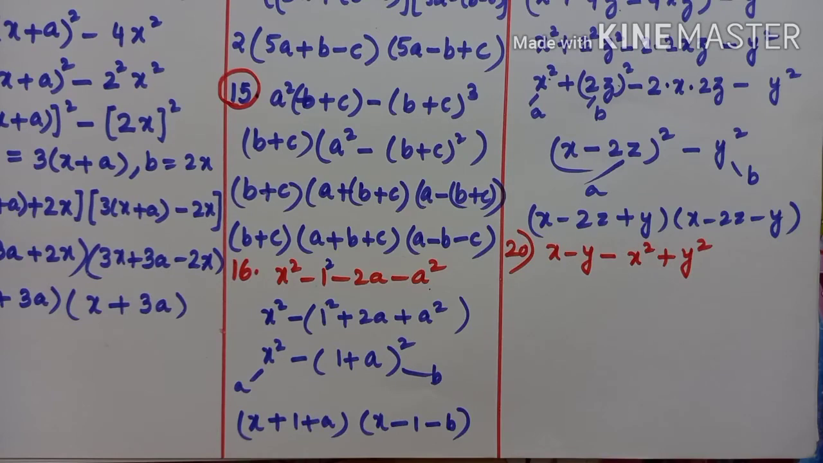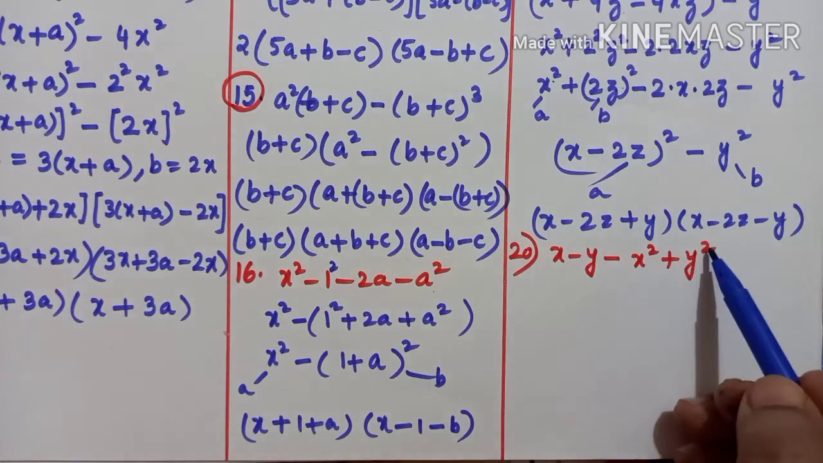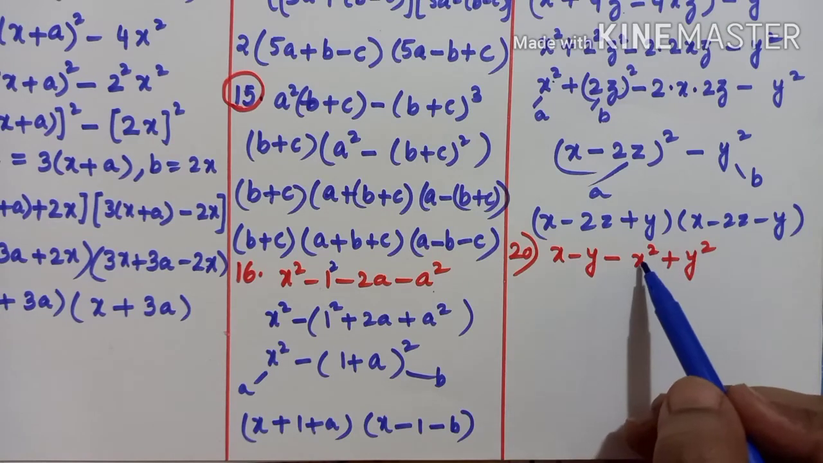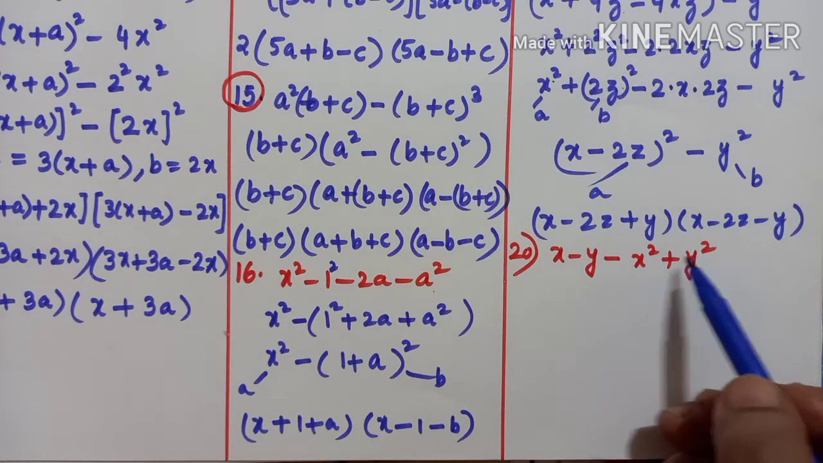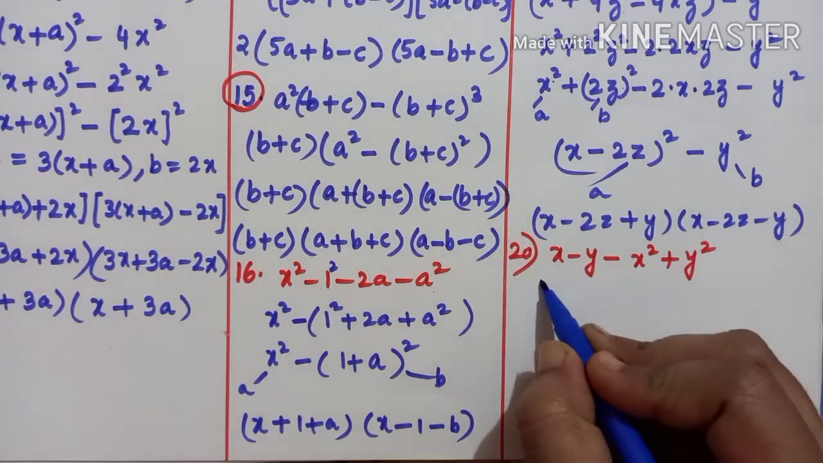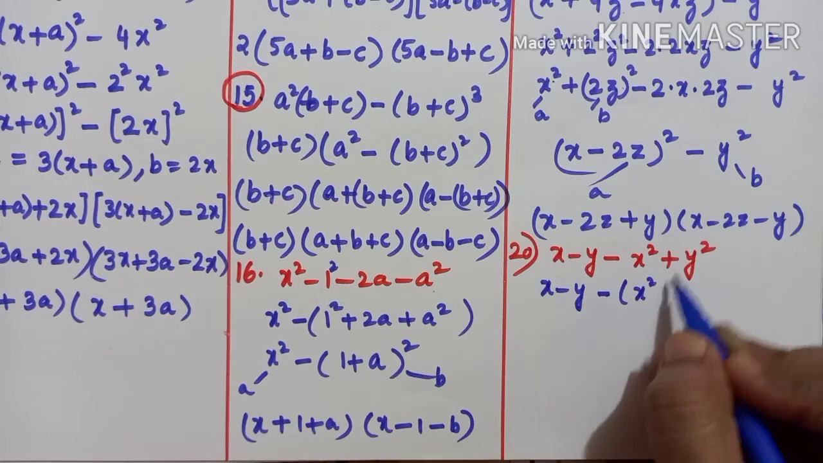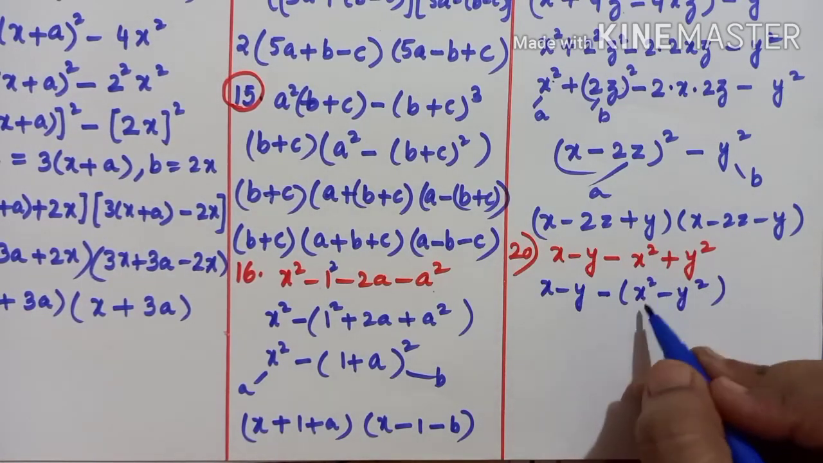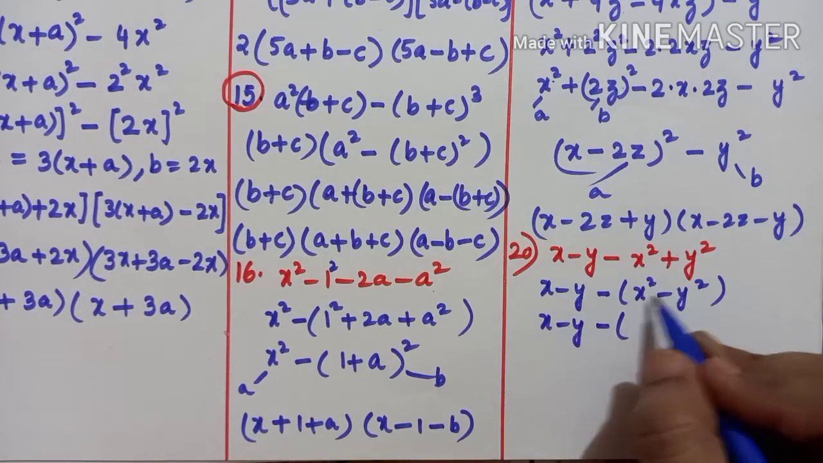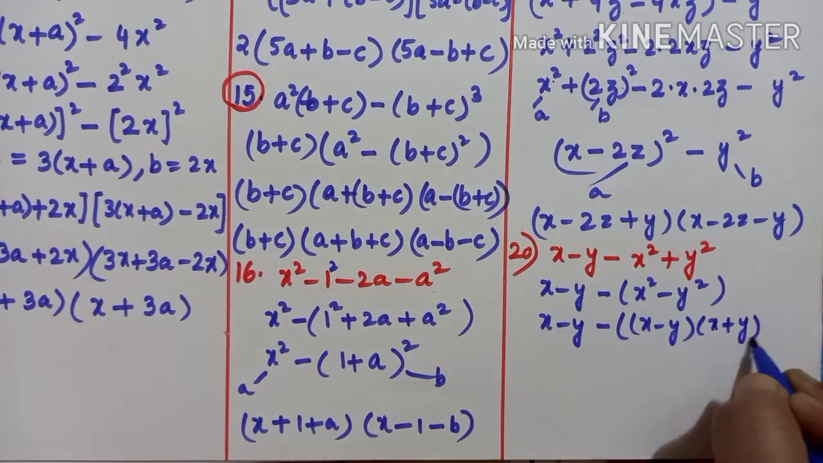Now the next one is x minus y minus x square plus y square. Here we need x square minus y square, plus x square and minus y square, but we have the reciprocal, minus x square and plus y square. So let us take minus common here. We keep x minus y as it is first, then minus, and taking it common, this becomes plus x square and minus y square. Now you got x square minus y square, which is in the form of a square minus b square, that is a minus b into a plus b, so x minus y into x plus y.